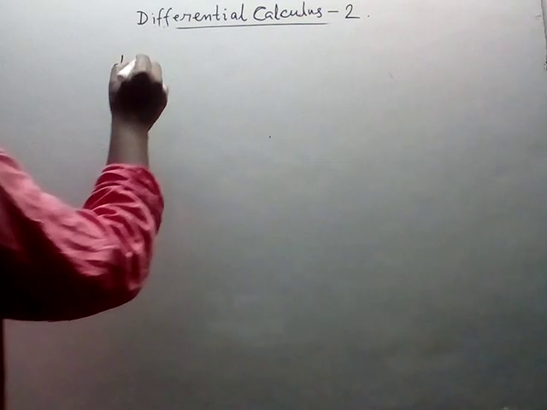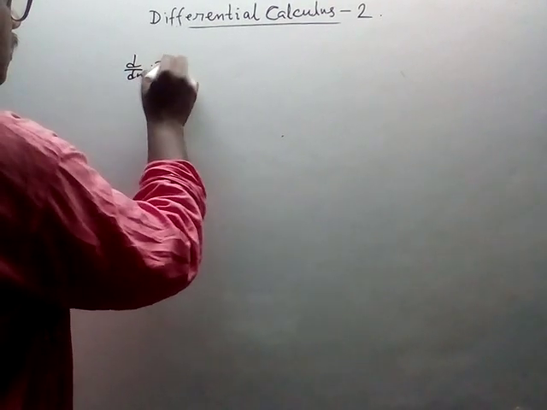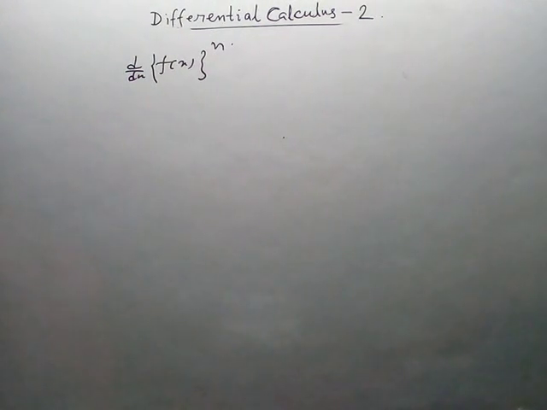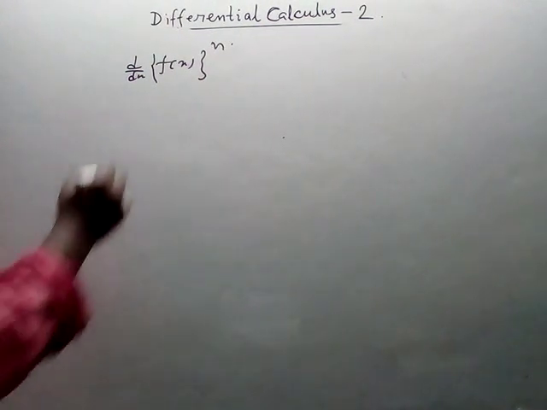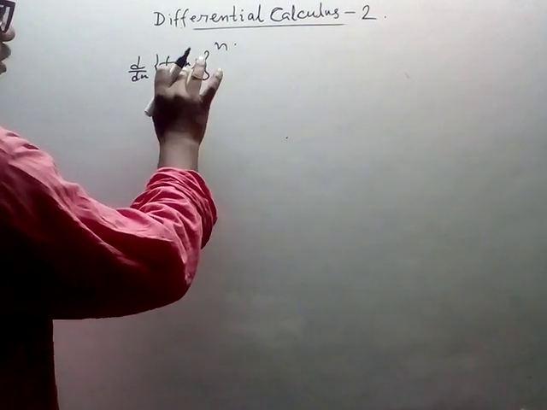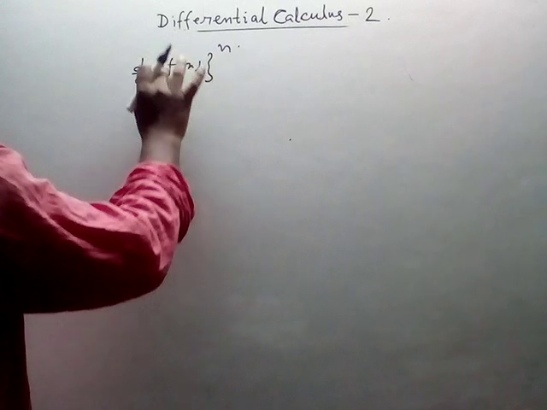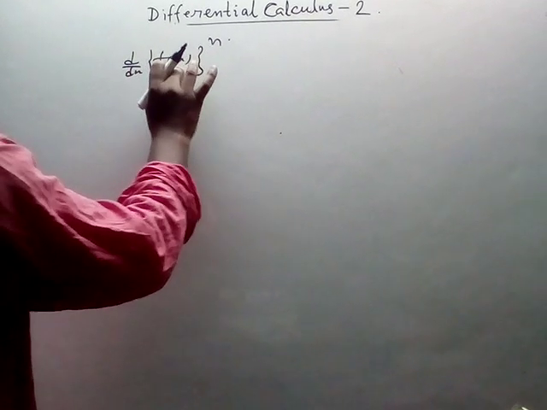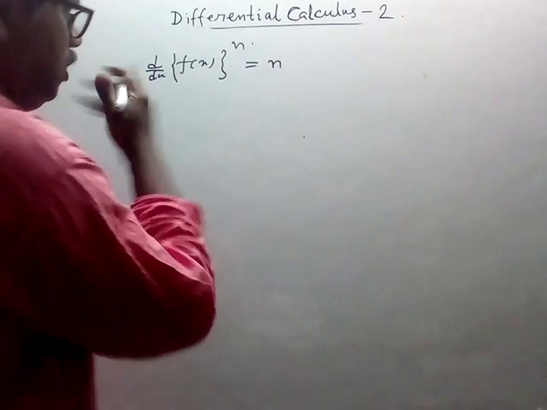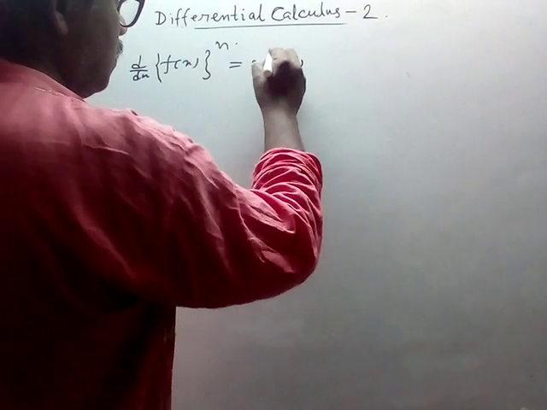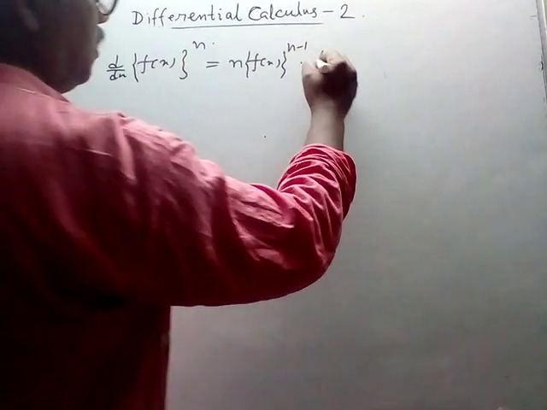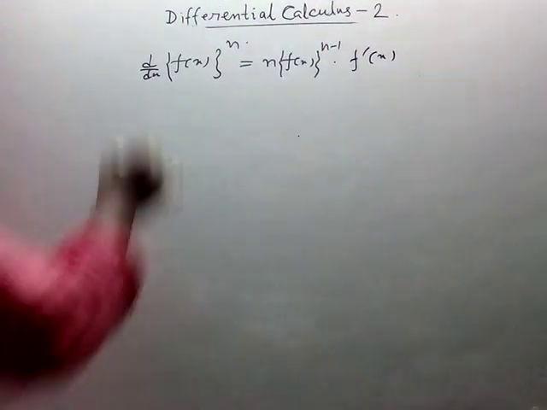Now d/dx of f(x) whole power n. Here are two functions, power functions. So we first consider f(x) as a single variable. If we take f(x) as u, then u power n, and the derivative of u power n is n u power n minus 1, that is n f(x) whole power n minus 1 into the derivative of f(x), f dash x, by chain rule. This is another formula.